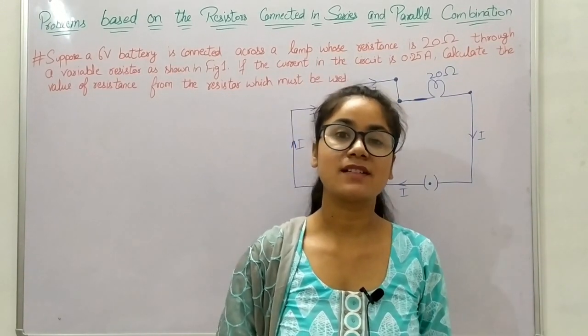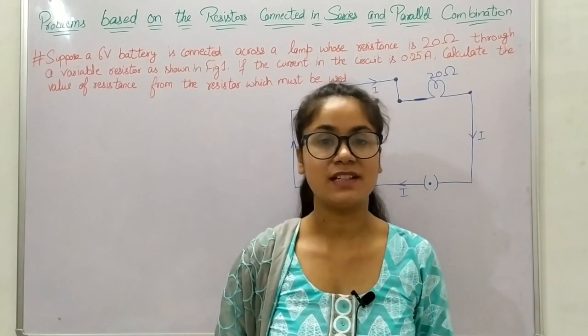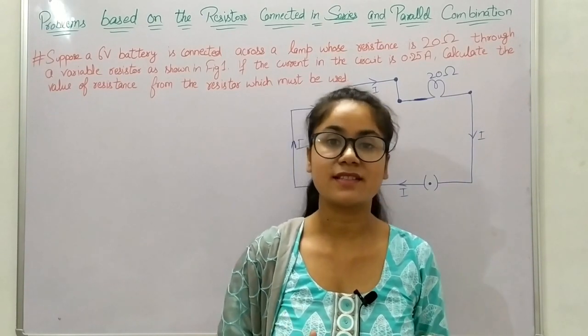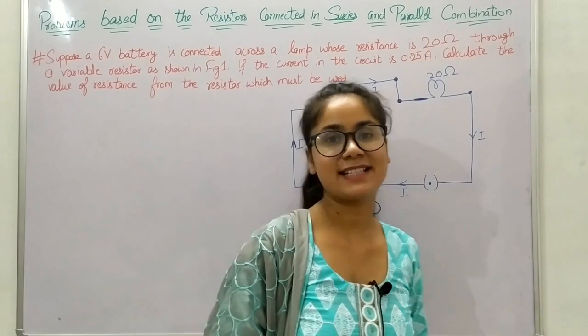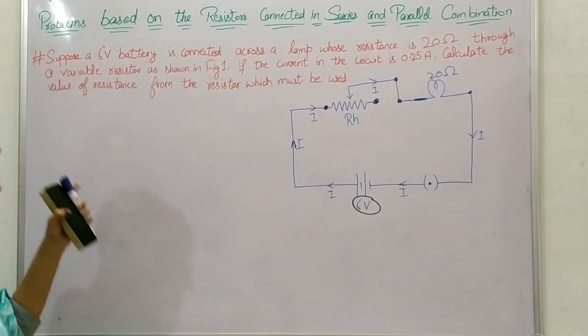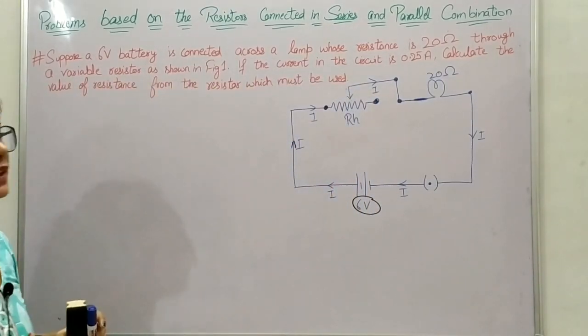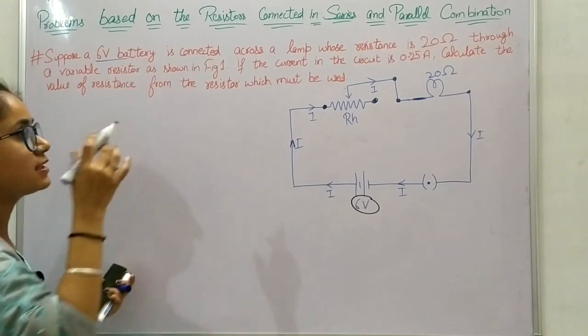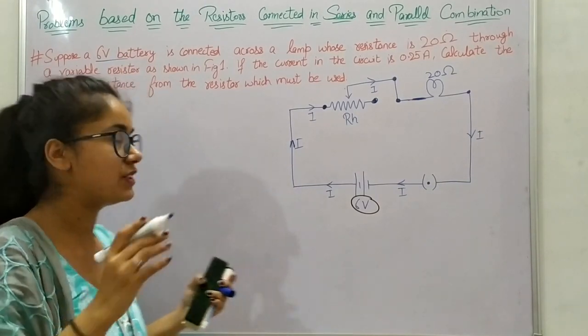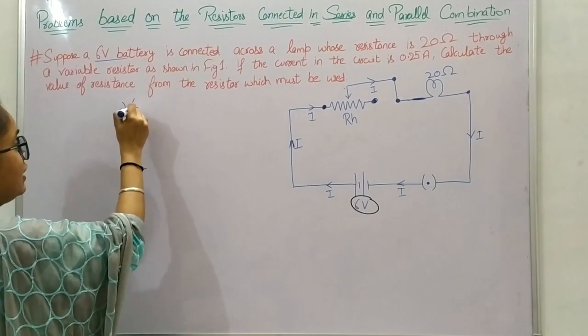In this video, we are going to solve the practice problems related to our topic, the resistors connected in series and parallel combination. So let's get started. In the first problem, we are provided with a 6-volt battery. That means we have the potential difference V as 6 volt.